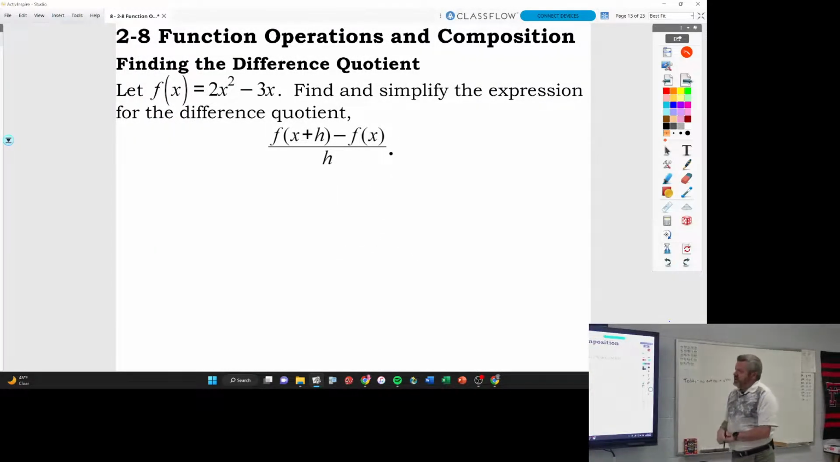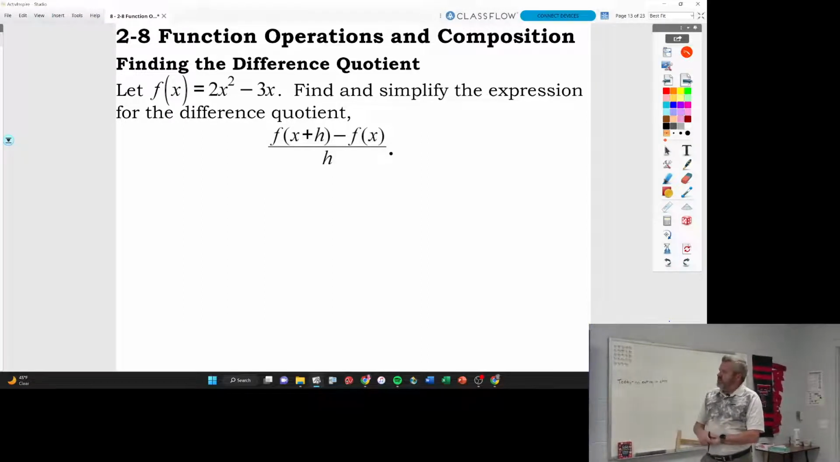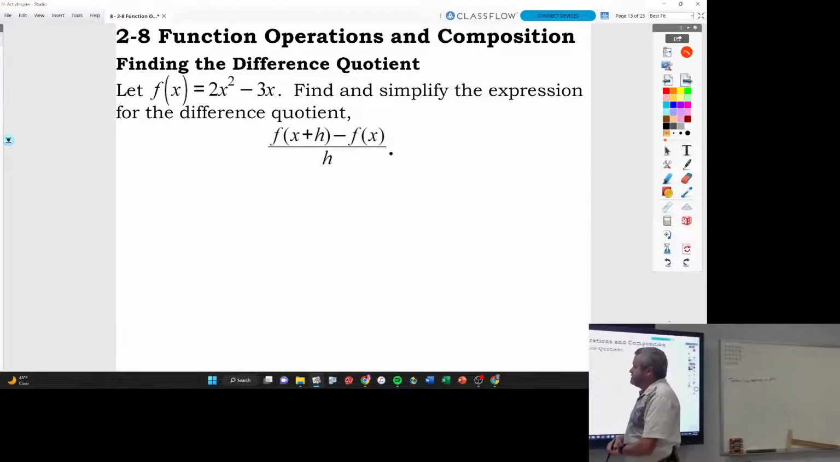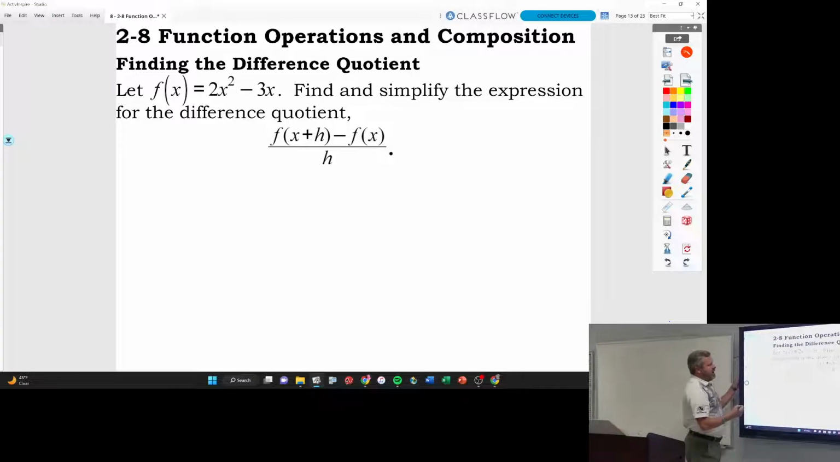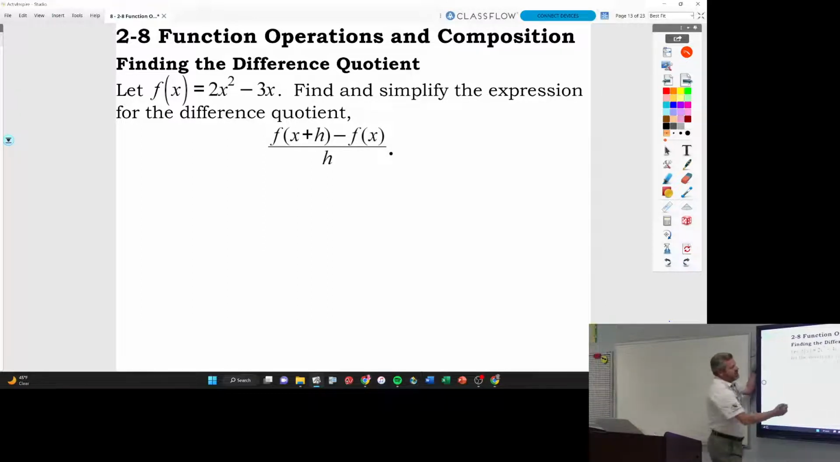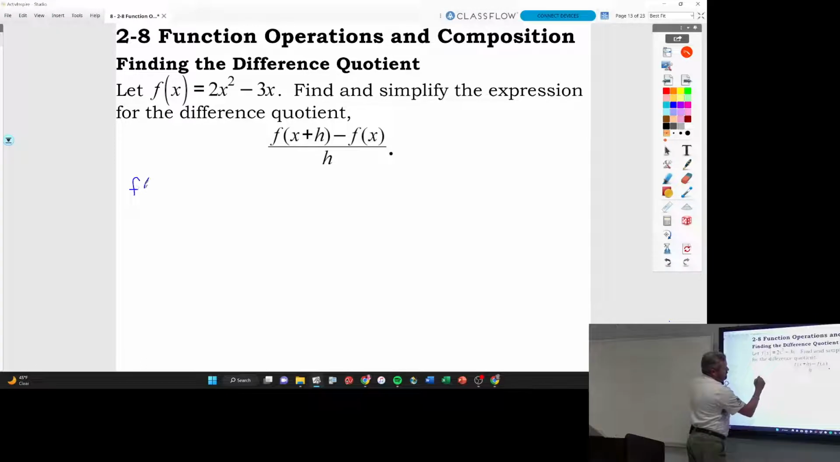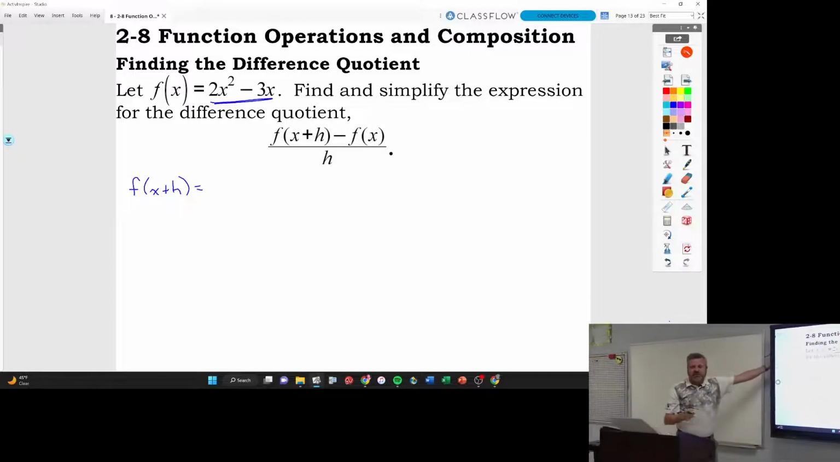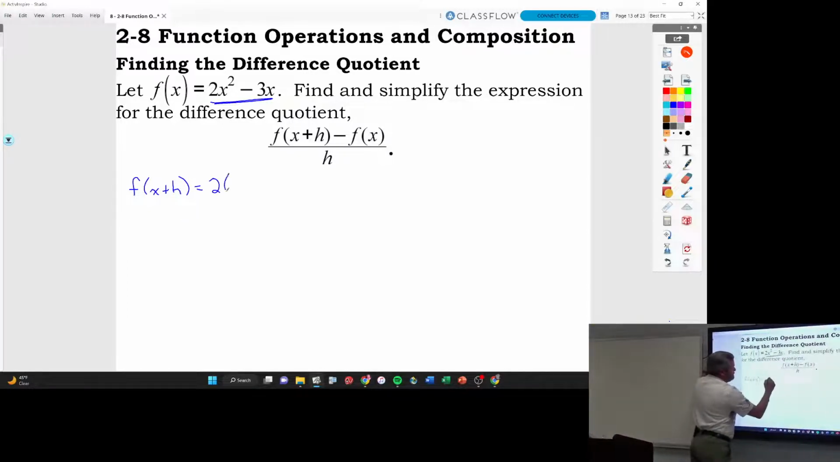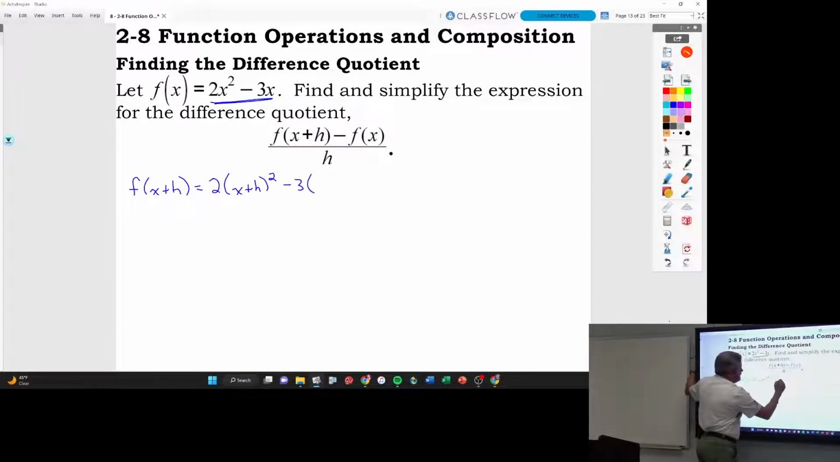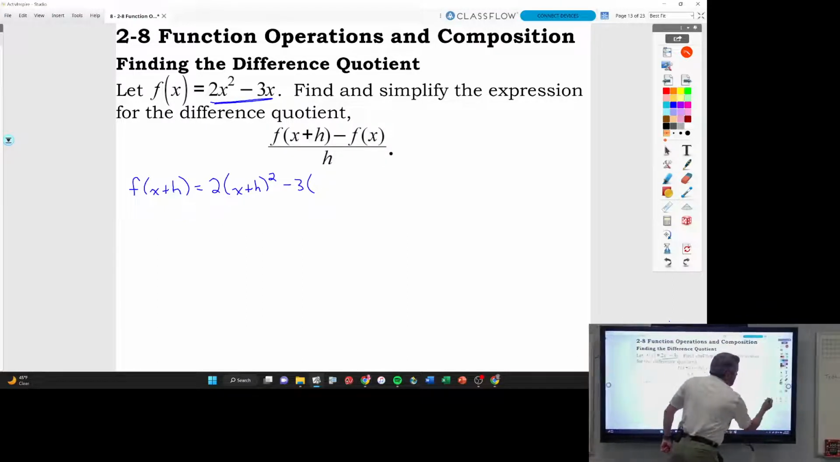So if f of x is 2x squared minus 3x, find and simplify the expression for the difference quotient. So I need to find both f of x plus h and f of x. And when I'm working these, I like to work them independently. So if I wanted to find f of x plus h, I'm going to take the function right there, and anywhere I see an x, I'm going to replace that x with x plus h. So I have 2 times x plus h squared minus 3 times x plus h.